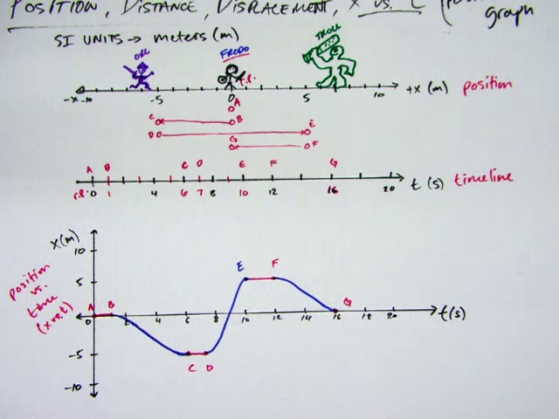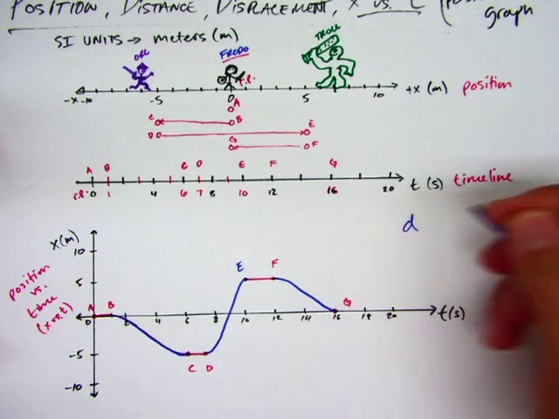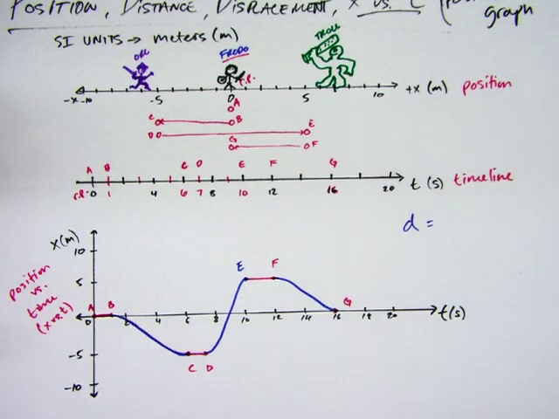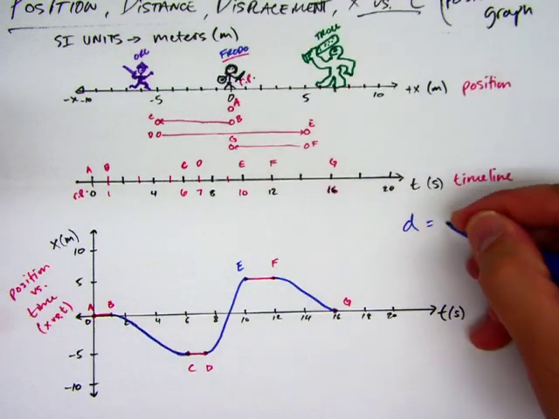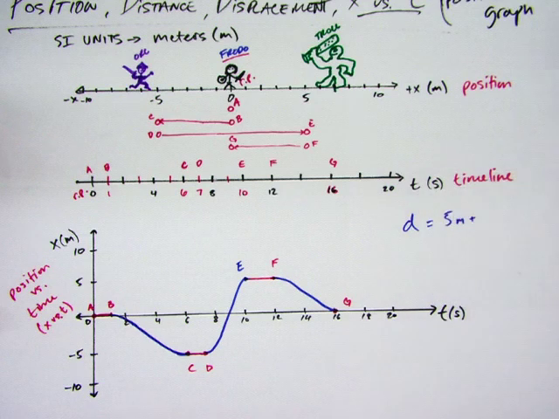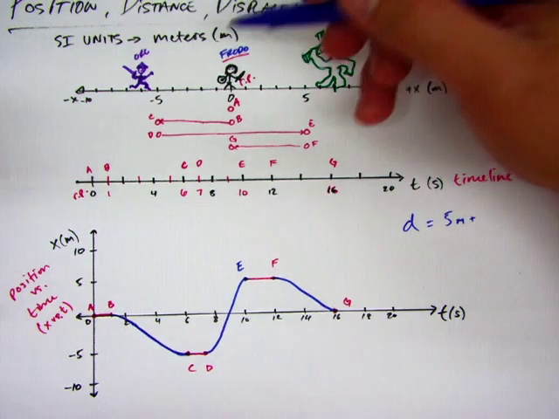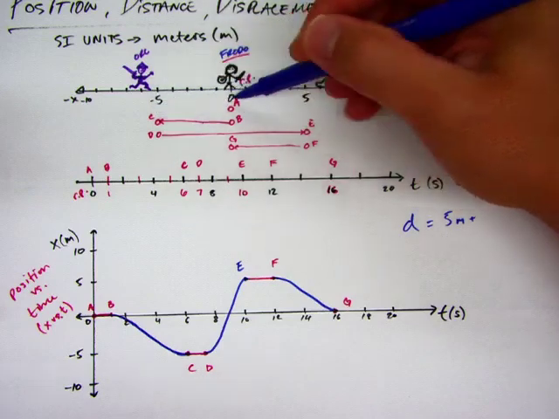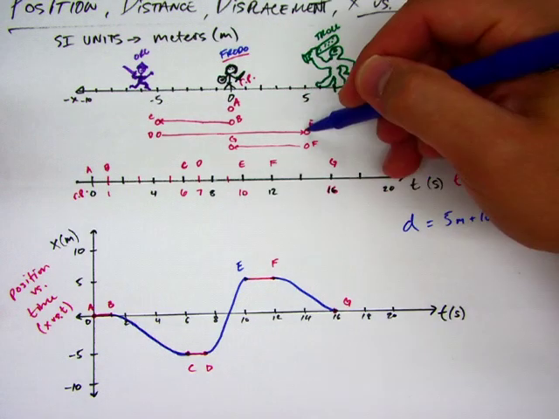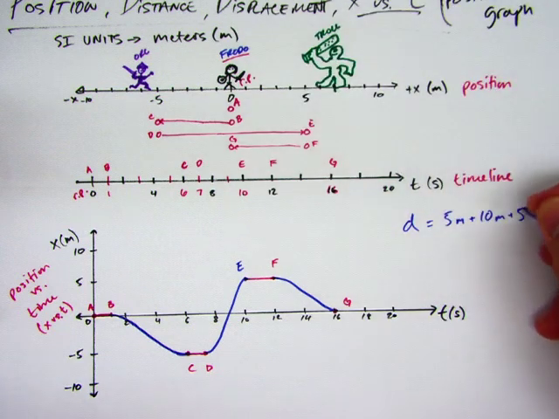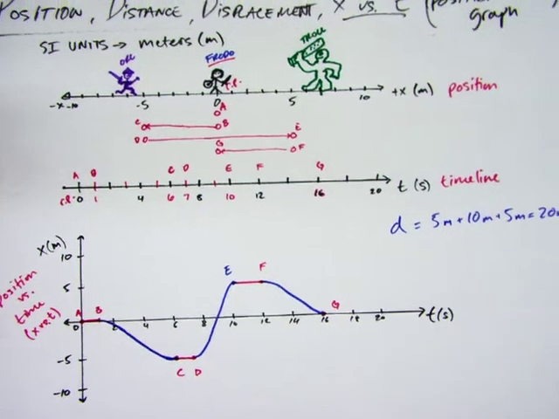So how can we get displacement and distance off of this graph? Let's do a little example. Let's say, what was the overall distance that Frodo traveled? All right, well, he started at position 0. He moved 5 meters to the left. Remember, we don't care about the direction with distance, it's just overall odometer reading. Then he moved back to 0 and all the way to +5, so he moved 10 meters to the right, and then back another 5. So he moved a total of 20 meters. So his distance traveled was 20 meters.